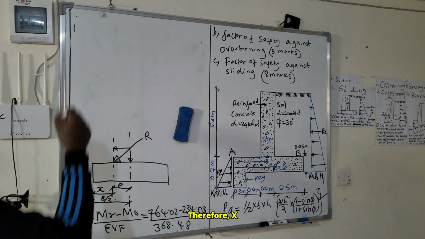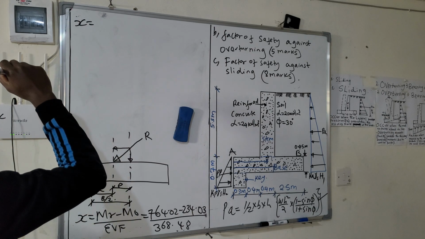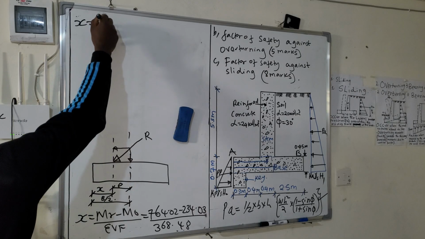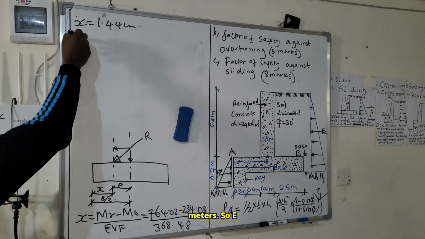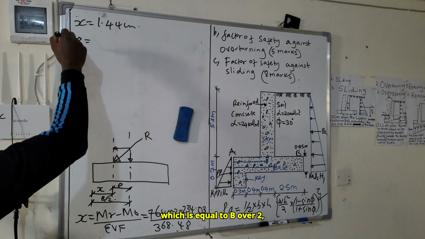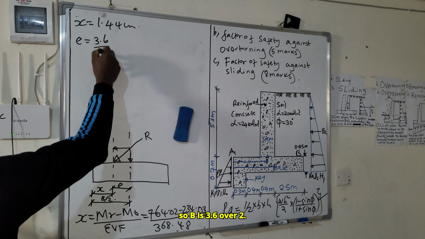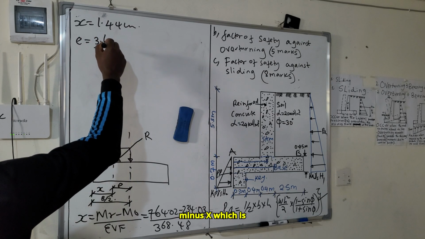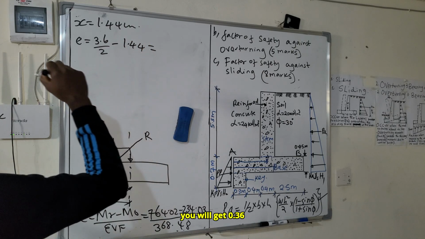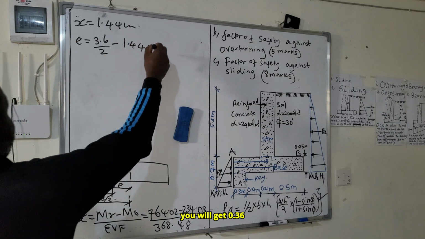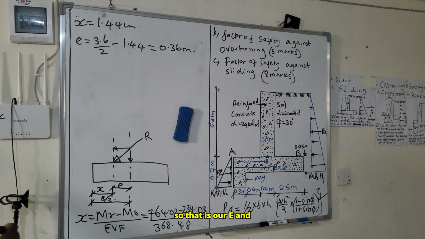Therefore, X is equal to 1.44 meters. So E, which is equal to B over 2 minus X, where B is 3.6, so 3.6 over 2 minus 1.44, you will get 0.36. So that is our E.